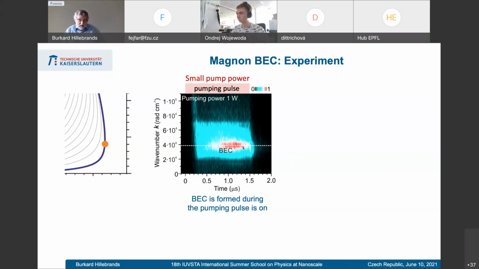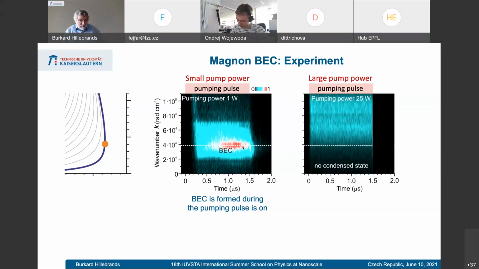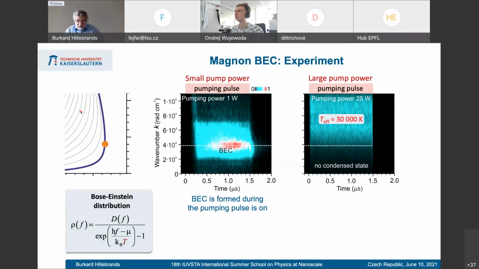So this works very well. If we actually pump with much larger power, it doesn't work anymore, because now we pump so strongly that the 4-magnon scattering does not allow anymore that everything goes down, because the scattering is too fast. So no condensate is formed here. Actually, if we do this very, very hard pumping, we can calculate the effective temperature in the magnon gas. The number is 30,000 Kelvin.